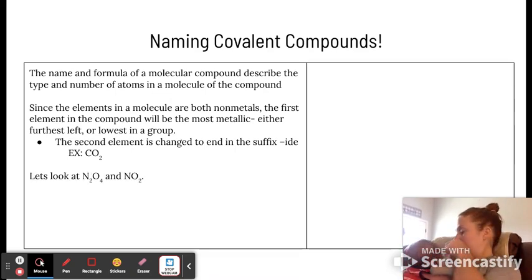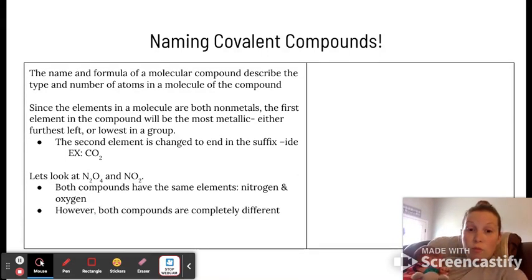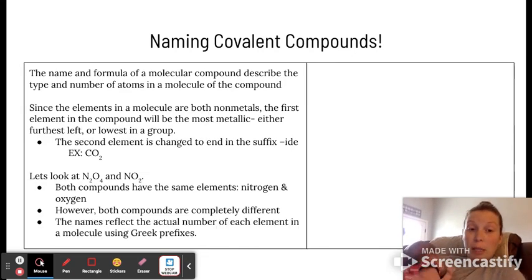Carbon, and then we've got oxygen, which becomes oxide. However, as we'll see with these next two examples, we have to pay attention to these subscripts now. So we've got N2O4 and NO2. These are made up of the exact same elements at different ratios, so we've got to figure out how to name them. We can't name them both nitrogen oxide because then we don't know which one we're looking at, and they are two completely different compounds.